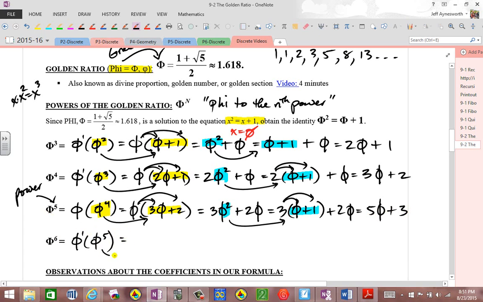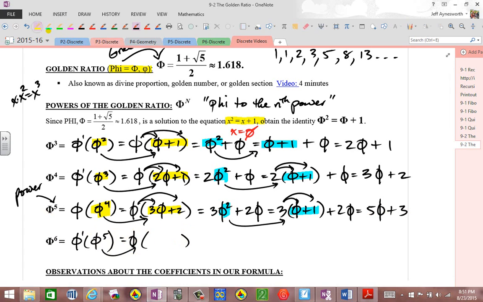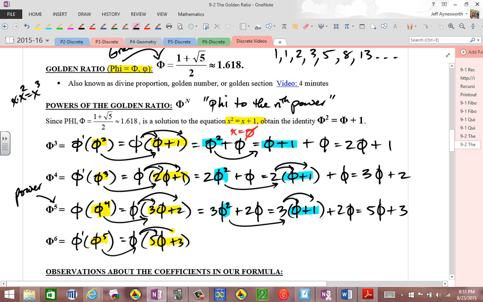So my first substitution is just like the previous one. I need to substitute in right here what phi to the fifth is. Well, I know it's 5 phi plus 3. Now I need to distribute just like I did previously. So distribute twice. 5 phi times phi is 5 phi squared plus 3 times phi.